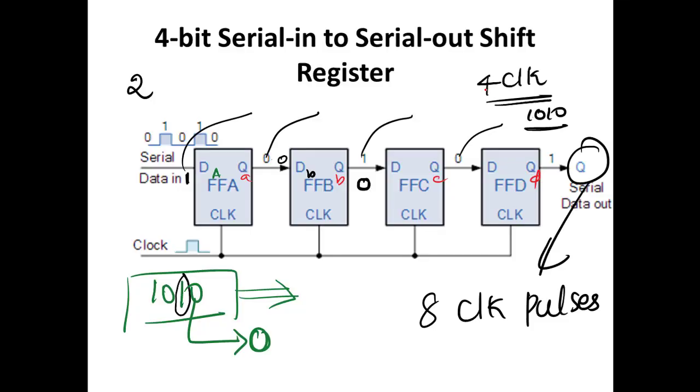So the coming register, whichever is given in the picture, is nothing but a 4-bit serial in, serial out shift register. If I say 4-bit serial in, serial out, we need 4 flip-flops, 1, 2, 3 and 4, and we are naming them A, B, C and D.